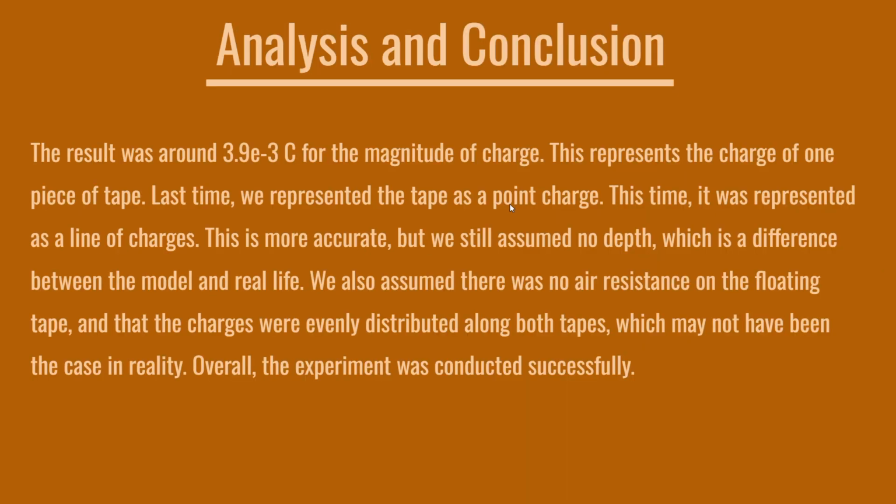For the analysis and conclusion, the result was around 3.9 times 10 to the negative third coulombs for the magnitude of the charge on the tape. That represents the charge of one piece of tape. And then last time we represented the tape as a point charge. This time it was a line of charges. This is a little more accurate, but we still made some assumptions, including that the tape was just a line. It didn't have depth, which is a difference. And then we also assume there's no air resistance on the floating tape, and that the charges were evenly distributed along both tapes, which could have not been the case in reality. Overall, though, the experiment was successfully conducted.